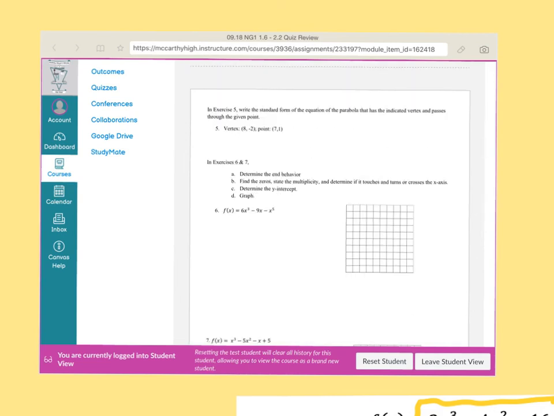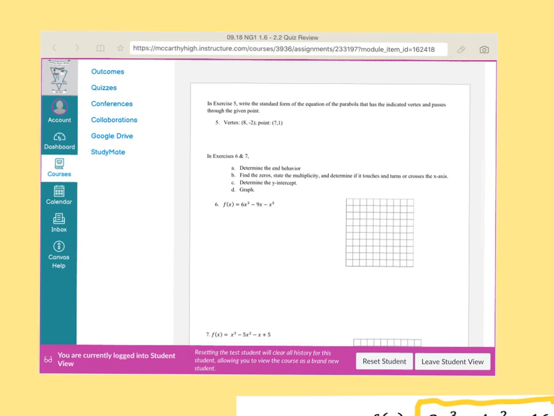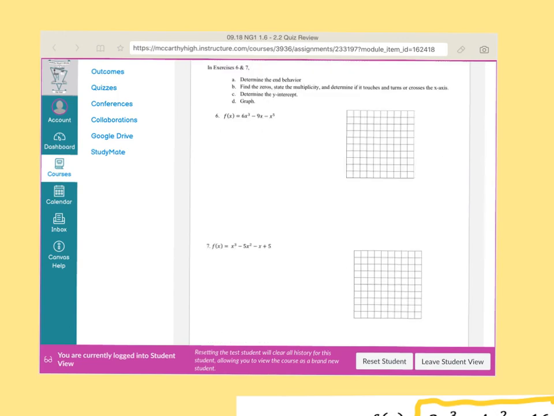5 is the one where we reverse it. I'm going to give you the vertex and the point. You're going to give me the equation. So you plug those in for h, k, x, y. And then 6 and 7 is what we just did with 2-2. The end behavior, the zeros, and all that good stuff.